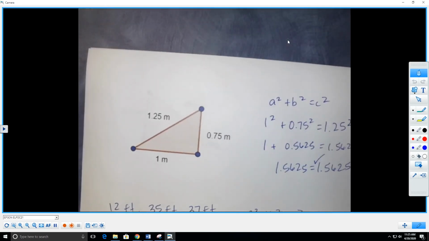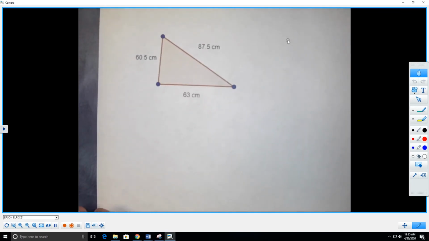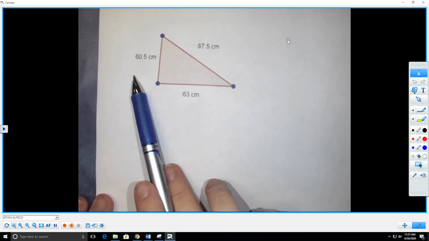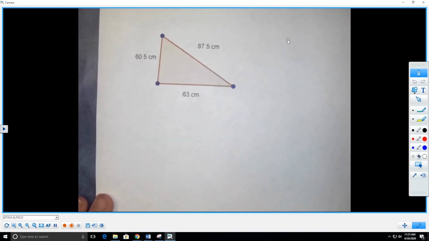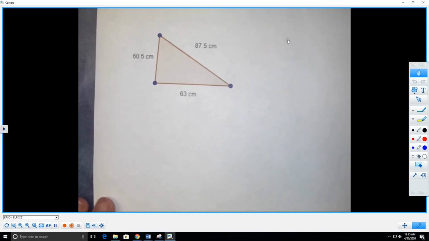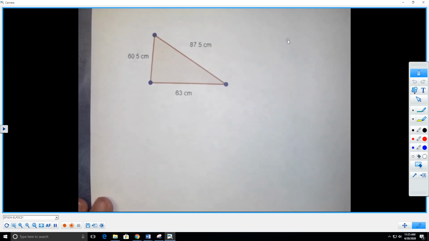Does your sketch look something like this? Yours might look a little different, but as long as you have the three sides labeled 63, 60.5, and 87.5, then we're good to go. Now let's use the converse of the Pythagorean theorem to help us answer the question about whether or not this is a right triangle. First, decide which measure is the hypotenuse if this is a right triangle.